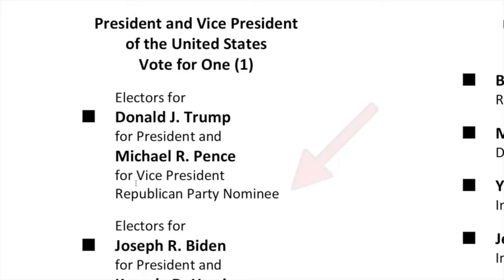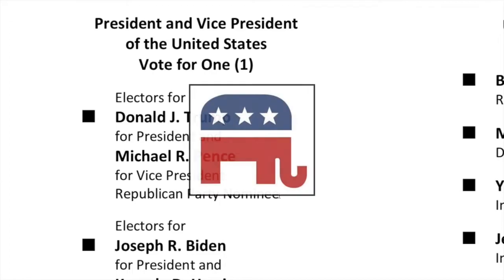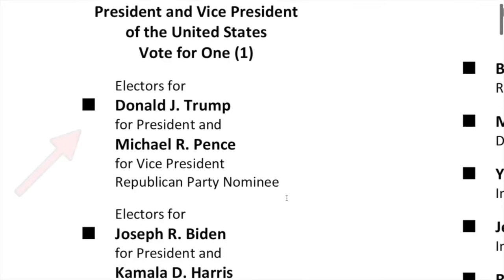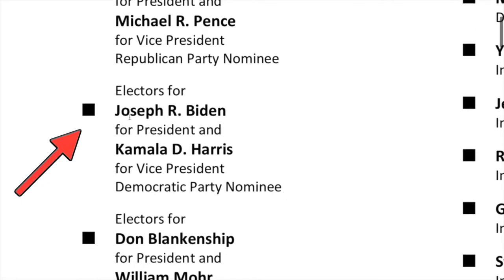Now if we look below their name, we see Republican Party nominee. Remember, in America, we have two main parties. We have the Republican Party and the Democratic Party. So Donald Trump is the nominee for the Republicans, and the second option here says Joseph Biden or Joe Biden for president and Kamala Harris for vice president. These are the Democratic Party nominees.